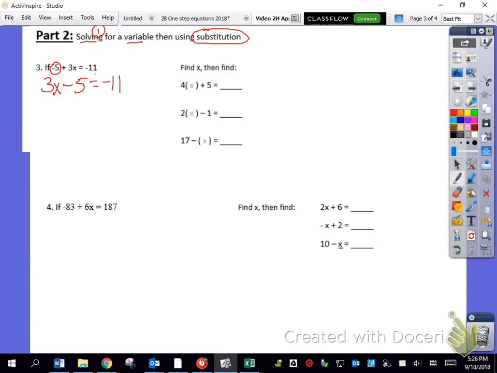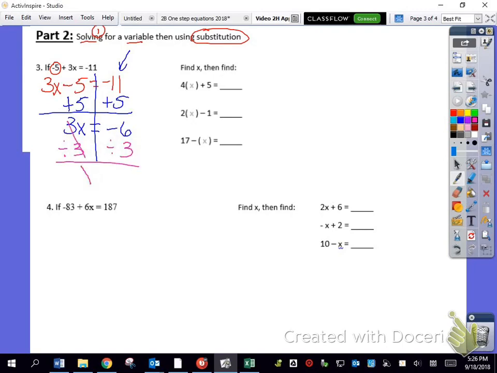So draw your line. I need to get rid of negative 5 first. The opposite of minus 5 is plus 5. So 3x equals, and remember, always start from the top. So negative 11 plus 5 is negative 6. And the opposite of multiplying is to divide. So divide by 3. Those cancel out, so x equals negative 2. Now, you know what x is. X is negative 2. So now we're going to do substitution.